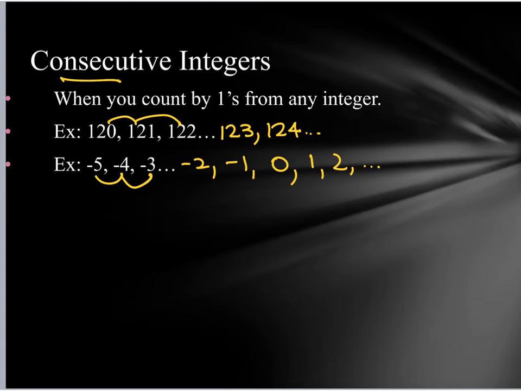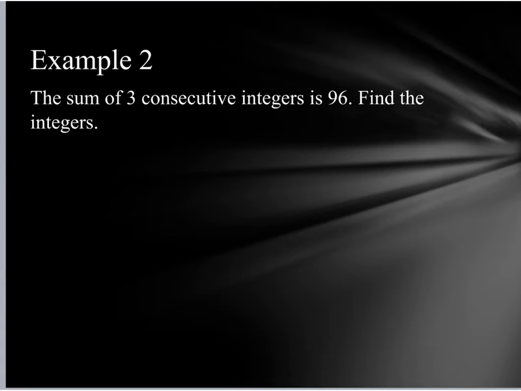So we're going to use this little bit of information to help us solve example 2. Example 2 says to find the sum of 3 consecutive integers, and we know that the sum is going to equal 96. We want to know what the 3 integers that are right next to each other are that add up to 96.